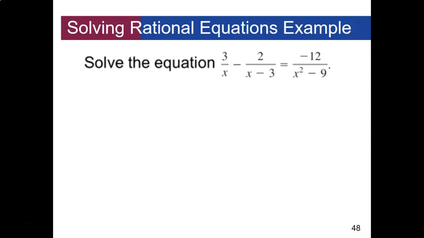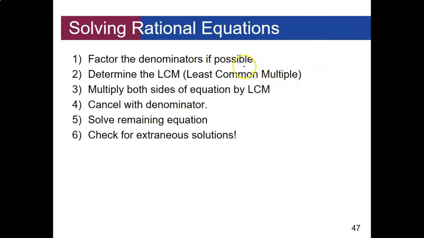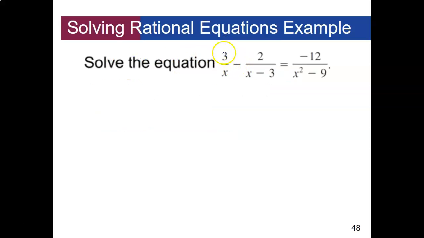Okay, so the first equation that we're going to start with trying to solve is this: 3 over x minus 2 over x minus 3 equals negative 12 over x squared minus 9. So looking at our list here, we want to start by factoring the denominators if possible. So this one doesn't need to be factored, this doesn't need to be factored, and this actually factors as x minus 3 and x plus 3.